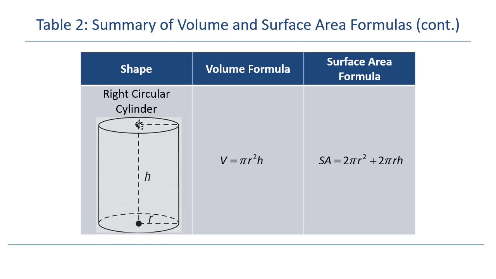Area of the base times height, which is pi r squared h, is our volume. Surface area is 2 pi r squared, because that's the area of the two circles, plus 2 pi r h, because that's circumference times height.